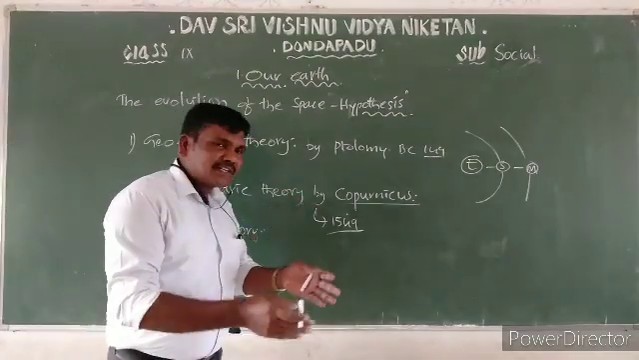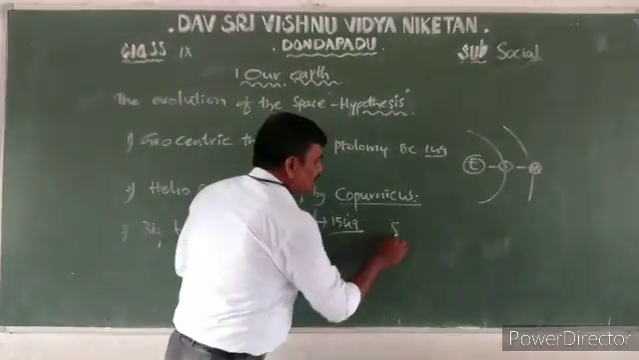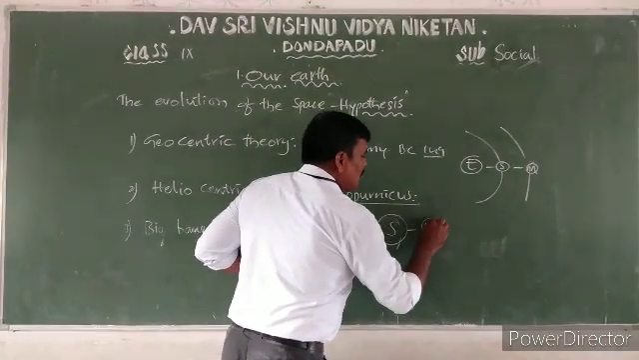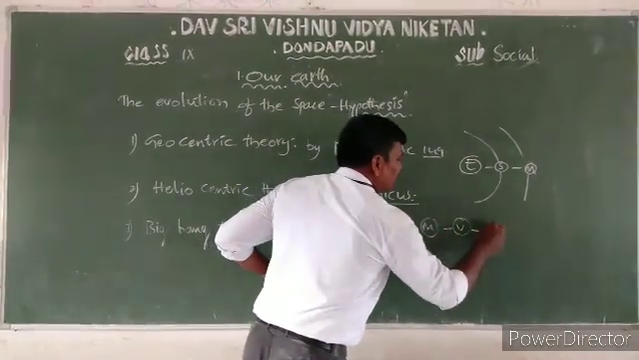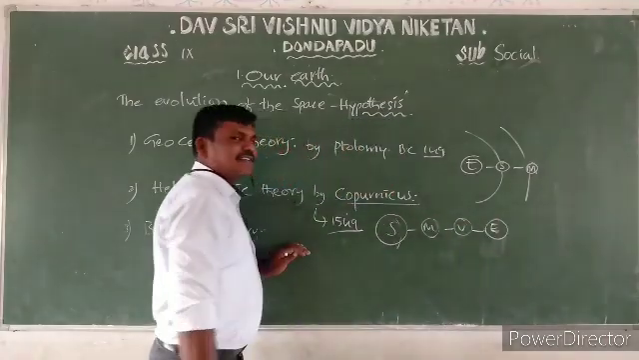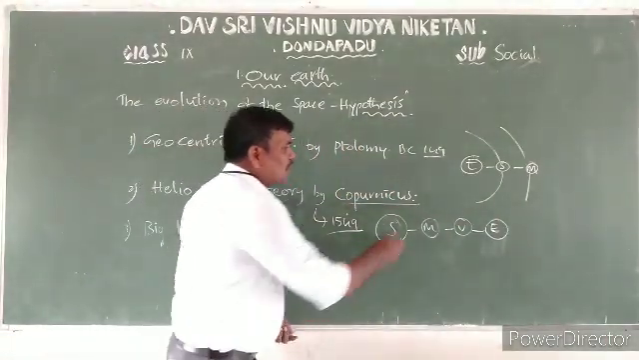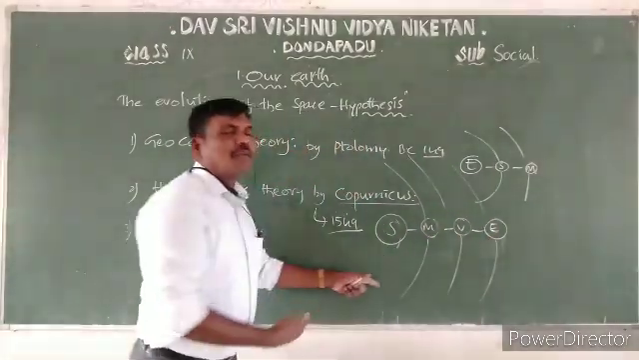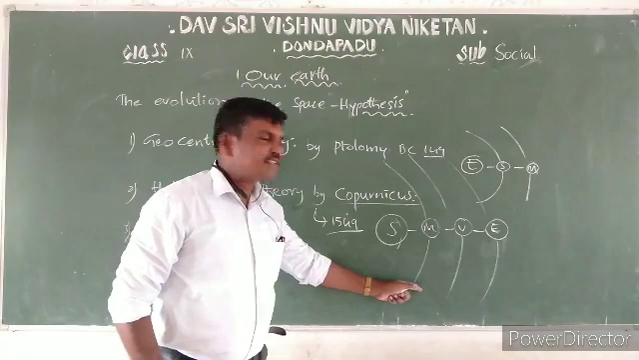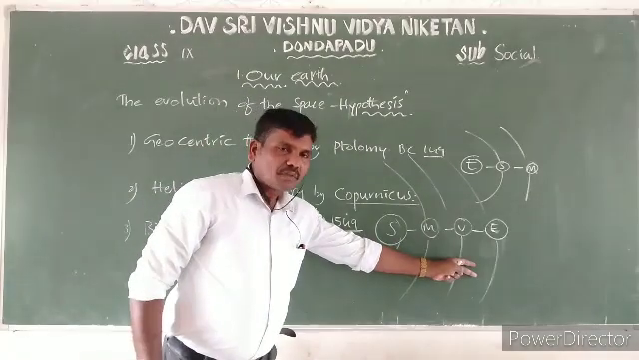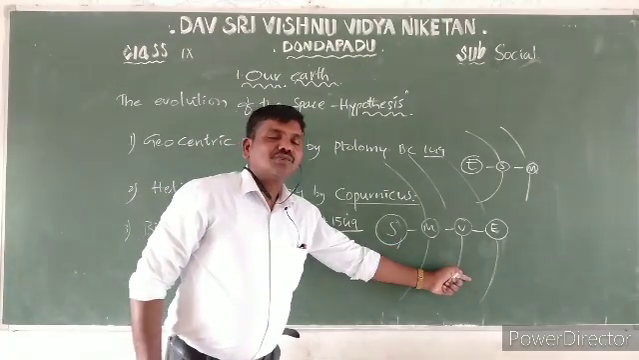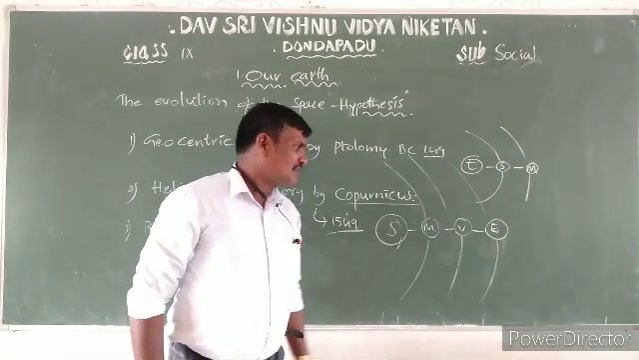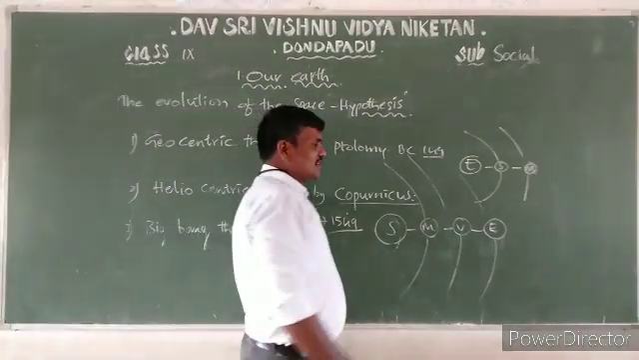Now at present, we know this one. First the Sun will be there, after the Sun Mercury, next Venus, next Earth. Likewise, all the planets are there. So how are they moving? They are moving in their own orbits. What is this called? This is called the solar system.